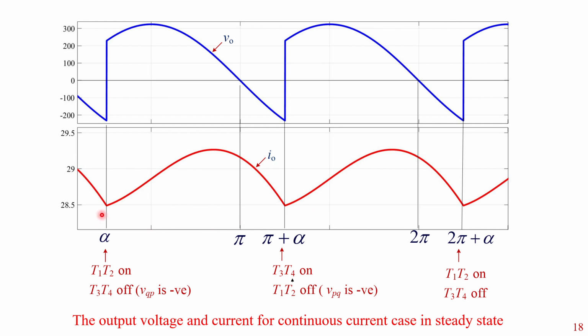The minimum value of the current is 28.5 for the particular values of the resistance and inductance. The maximum value of current is a little bit over 29. So the average current is around 28.75 amps. So in the continuous current case, the current oscillates around an average value.